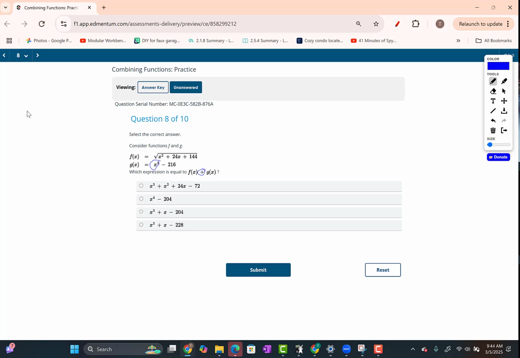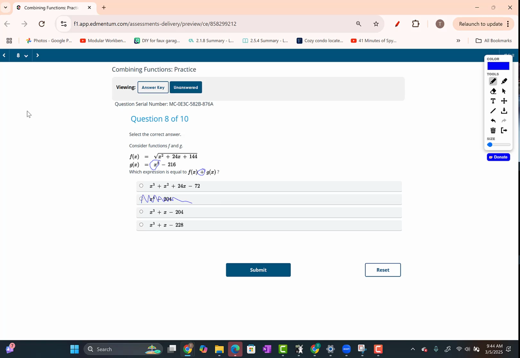So it's very unlikely that this is going to be the correct answer unless somehow the x to the third term cancels out and an x to the fourth term magically appears. So we know it's one of those three we have left.